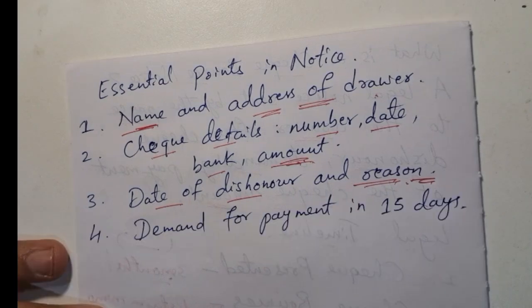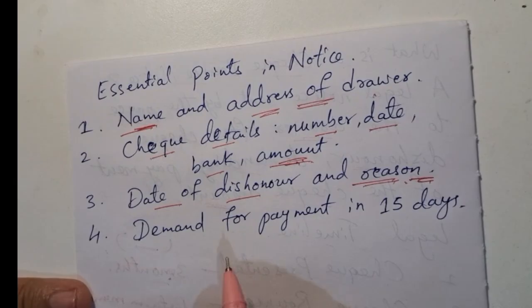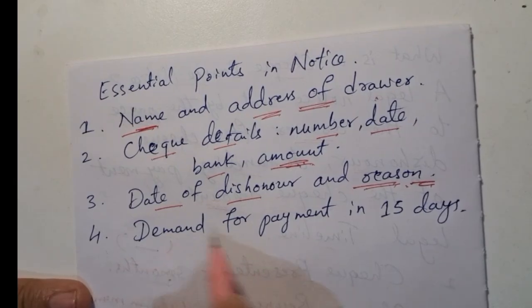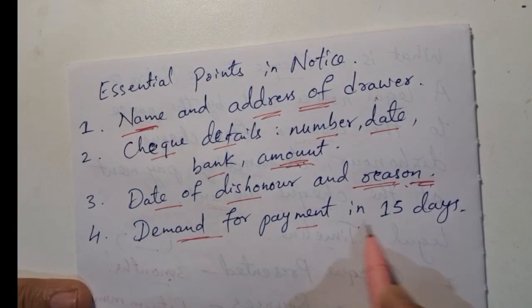So the next very important element in your demand notice is that you are going to demand payment within 15 days. There you are going to ask them to make the payment within 15 days, so you should clearly mention that this is a demand notice which we are sending from our lawyer to make payment in 15 days.